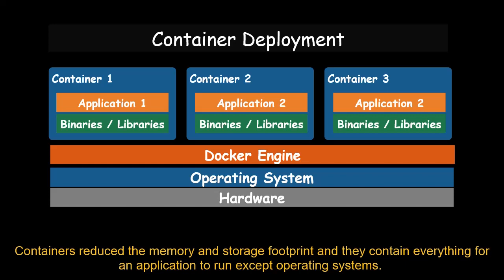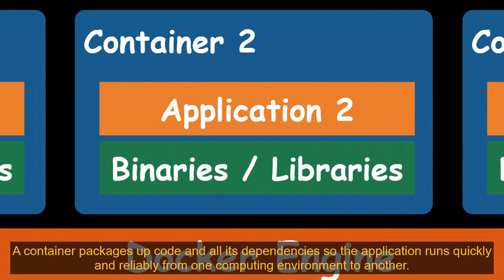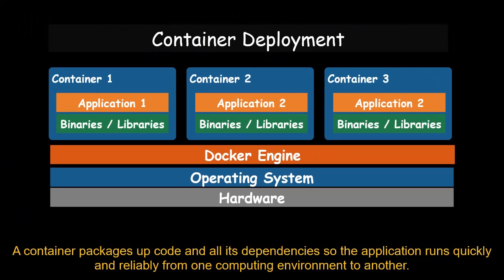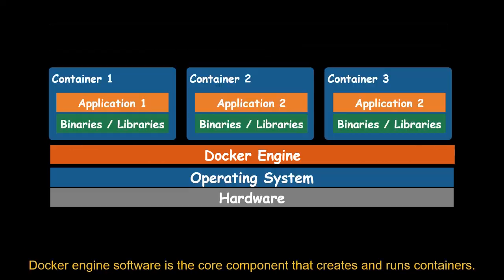Containers reduce the memory and storage footprint, and they contain everything for an application to run, except operating systems. Since containers share the host operating system, they are exceptionally light when compared to virtual machines. A container packages up code and all its dependencies, so the application runs quickly and reliably from one computing environment to another. Docker Engine software is the core component that creates and runs containers.